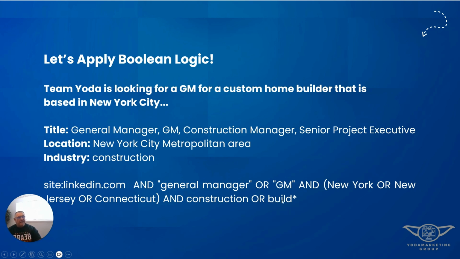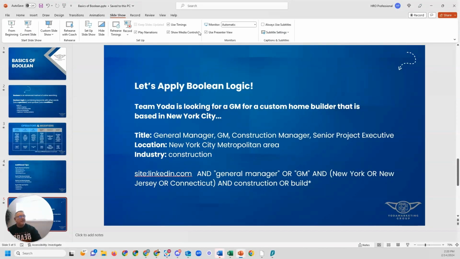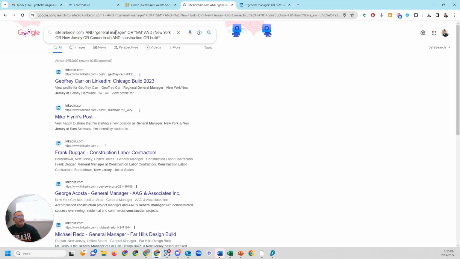So I'll copy that and paste it into just a Google search, and you'll see the results here, okay? So let's check this out. Let me jump out of there, and we go into this, and you can see right there is that same Boolean string that we built out, right? And after I hit enter, it delivered 495,000 results in less than a second, 0.53 seconds. And 495,000, that's a lot of candidates to look through, okay?